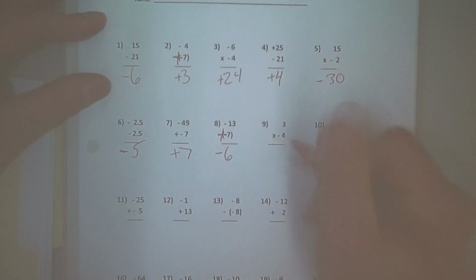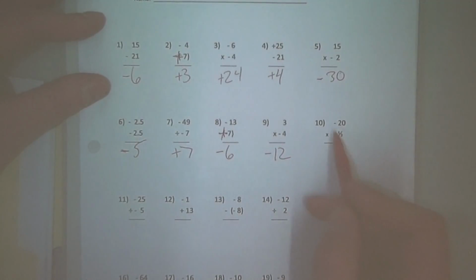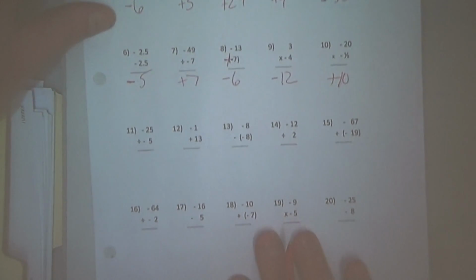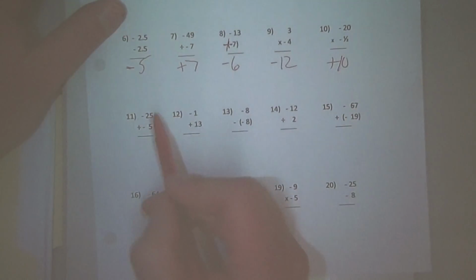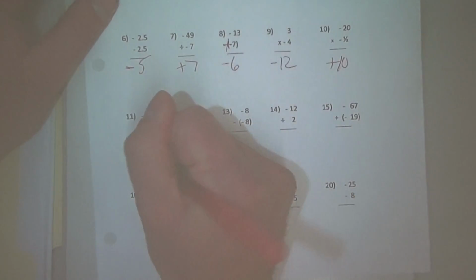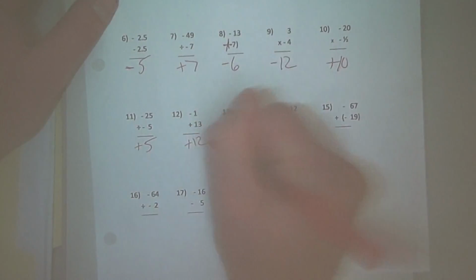3 times 4 is 12. Positive times a negative is a negative. Negative 20 times a half. In my mind, I say, what's half of 20? And that's 10. A negative times a negative is a positive. All right, let me move that up one. 25 divided by 5 is 5. Negative divided by negative is a positive. Negative 1 plus 13 is a positive 12.